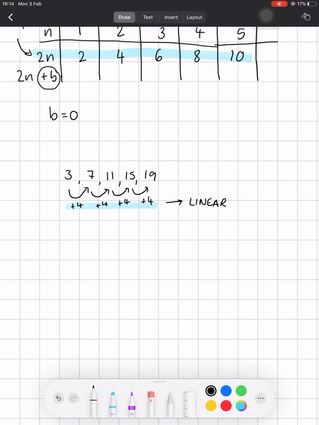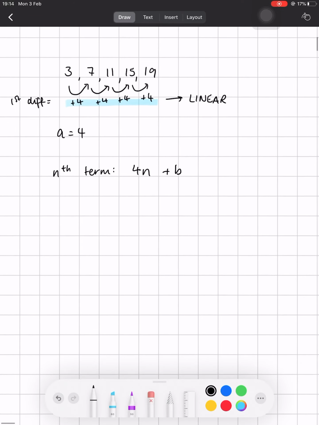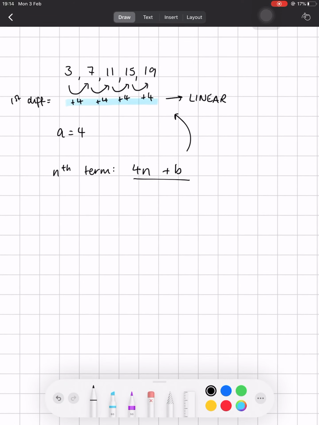And remember, this first difference will equal our a if it's linear. So a is going to be 4. So our nth term so far will be 4n plus b. And now we're going to see how we get from here to what we have up here. So let's draw out our table: n, this time it's going to be 4n, and then it's going to be 4n plus b. So we draw it out like this.